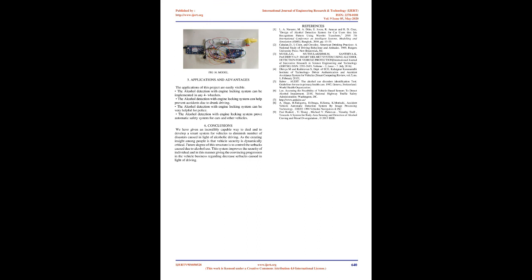6. Conclusions. We have given an incredibly capable way to develop a smart system for vehicles to diminish the number of disasters caused by alcoholic driving. As the growing awareness among people is that vehicle security is increasingly important. The future scope of this system is to control the casualties caused due to alcohol use. This system improves the security of individuals and in this manner gives a convincing advancement in the vehicle industry regarding decreased casualties caused in light of driving.